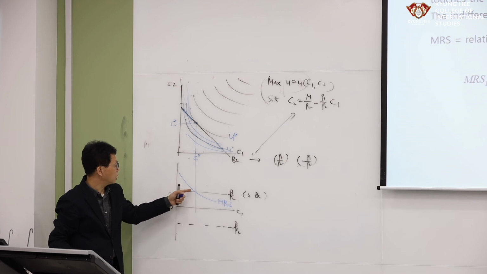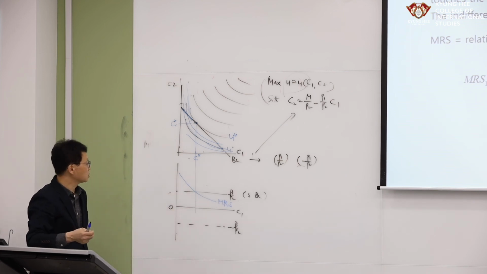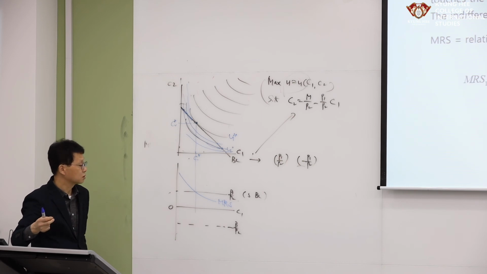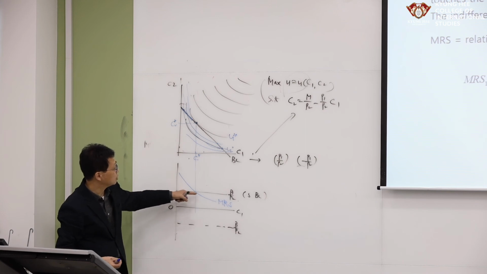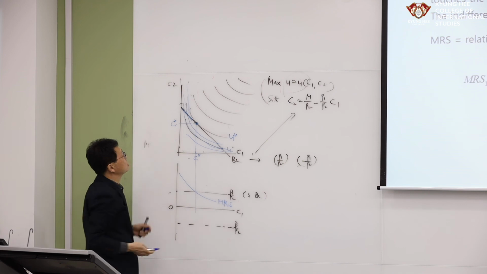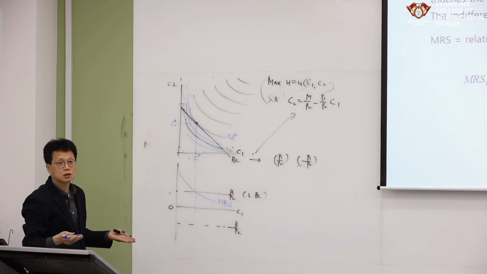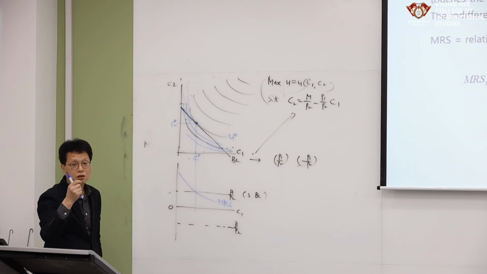Why? You have more and more good 1, so additional consumption of good 1 increases total utility by smaller and smaller amounts, so it decreases and decreases. But the relative price of good 1 in terms of good 2 stays the same. At this optimal consumption point, the slope of the indifference curve is equal to the slope of the budget constraint. The slope of the budget constraint means P1 over P2, the relative price of good 1 in terms of good 2.